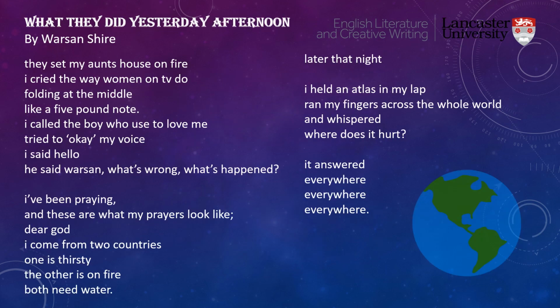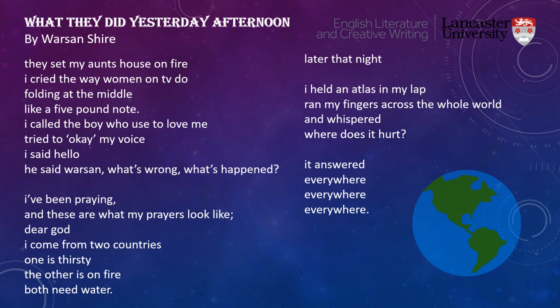Here's another one. This is What They Did Yesterday Afternoon by Warsan Shire. Sections of this poem were shared frequently on social media in the aftermath of the Paris attacks in 2015, although it was written sometime earlier. Warsan was born in Kenya to Somali parents and migrated to the UK at the age of 1. In 2013, she was selected as the first young poet laureate of London and her work is popular with celebrities, including Beyoncé. What They Did Yesterday Afternoon by Warsan Shire.